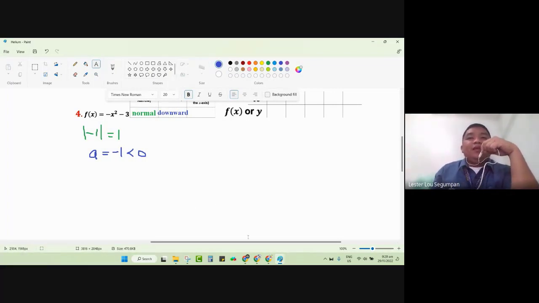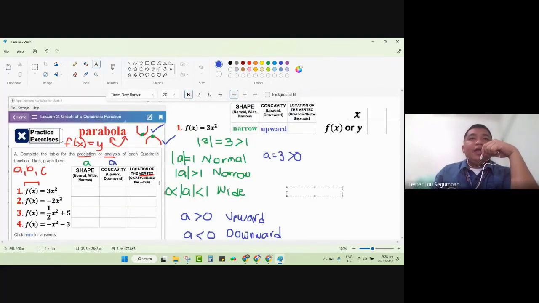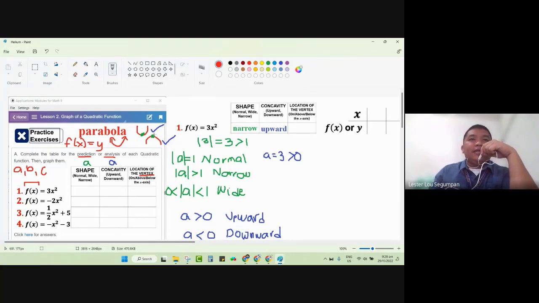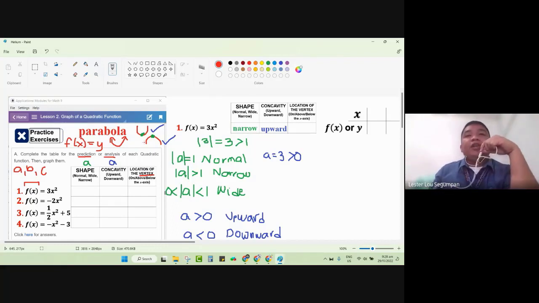So let's proceed to the last analysis that we could draw here, the location of the vertex. As mentioned earlier, the vertex is the point on our parabola where it changes its direction. Just like this. This is the vertex. That's where the parabola changes its direction. So more or less, if this is your parabola, the point is somewhere here. In a rainbow, the point is at the area of the rainbow where it changes its direction. That's the vertex, the turning point.